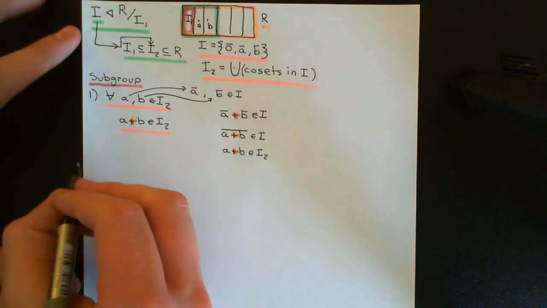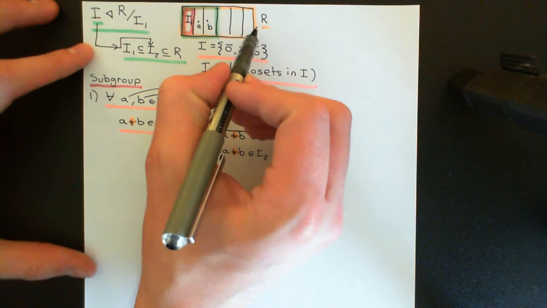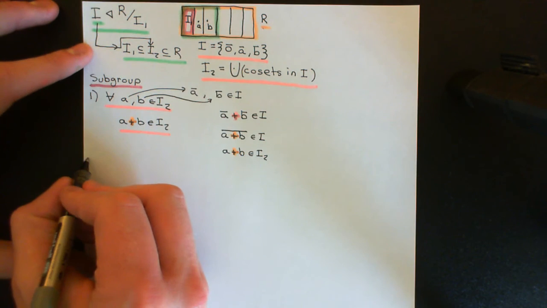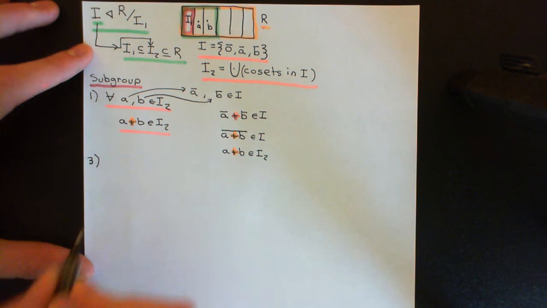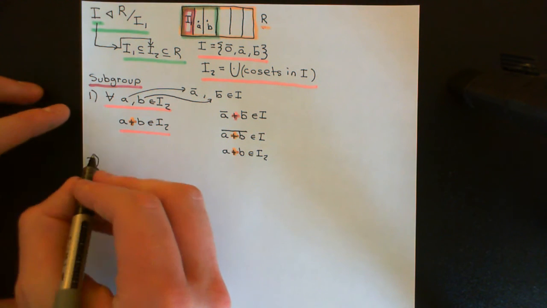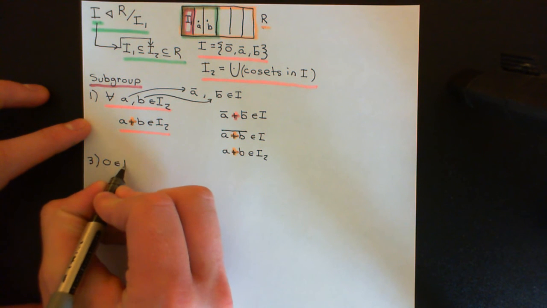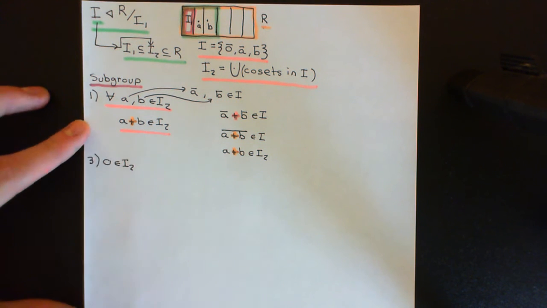We don't need to worry about associativity. Any subset with the restricted addition law from the larger ring will obey associativity. Now what we can worry about is axiom number 3. We need to show that the additive identity 0 in our larger ring is an element of the subset. Now why is that going to be true?